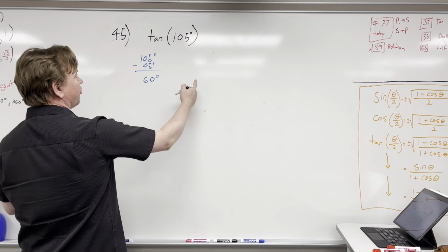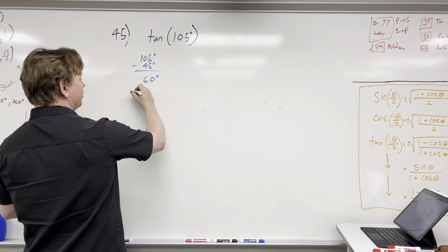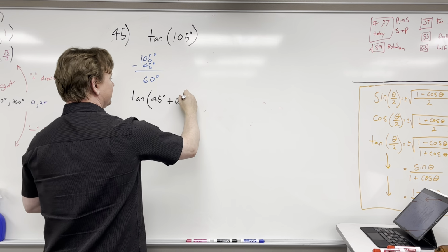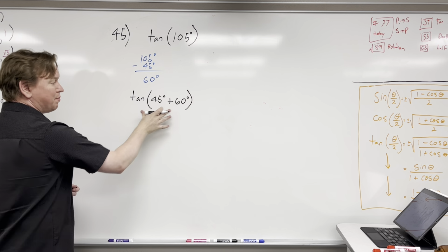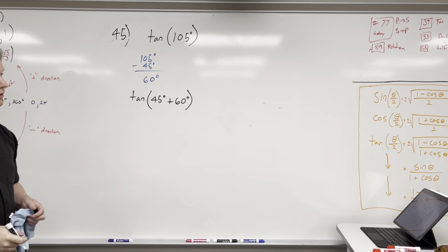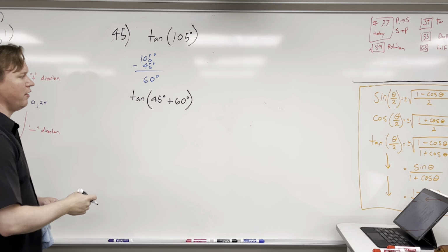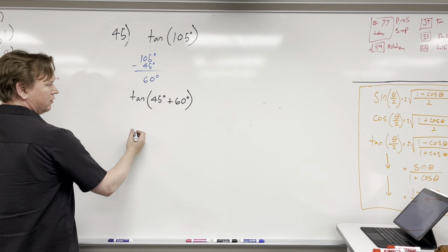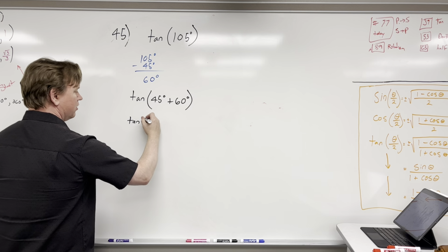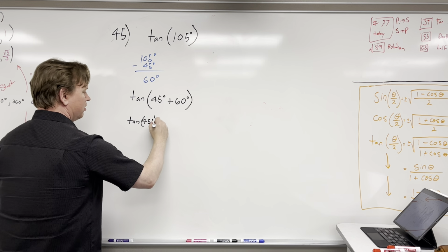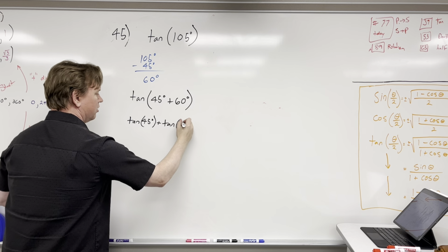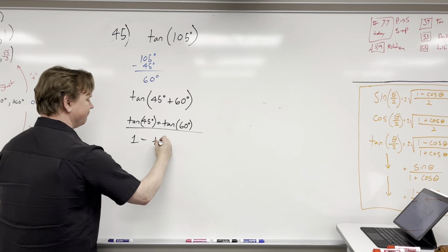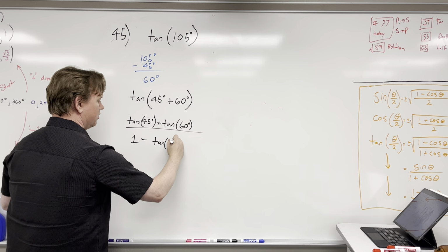We're done because we've already gone through the process. So then what do we do? We restate it and we say tangent of 45 degrees plus 60 degrees. And then this expands into what? Let's just fully do this because there are a few more steps here. So then what's my next step? How do I write this? Tangent of 45 plus tangent of 60 divided by 1 minus tangent of 45 times tangent of 60.